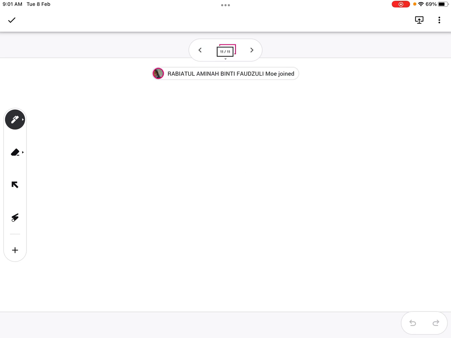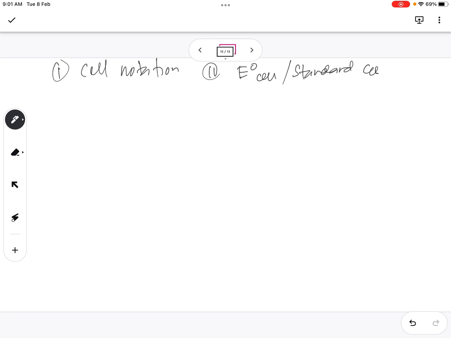Today we are going to see two things. Number one, we are going to see how to write cell notation. And number two, we are going to see how to calculate E naught cell, also known as standard cell potential. So we're going to learn these two things. For that, we need to have an example.